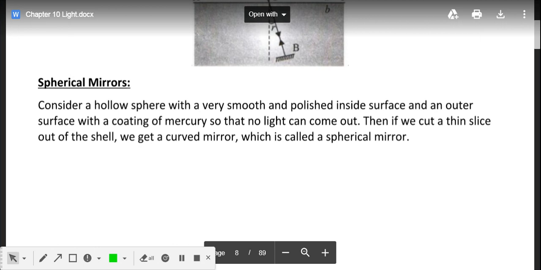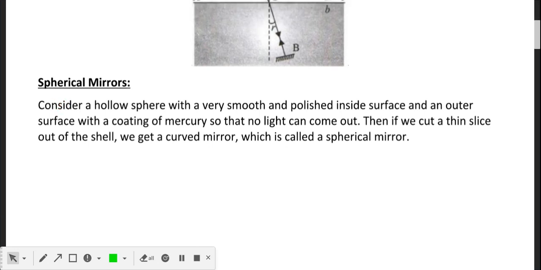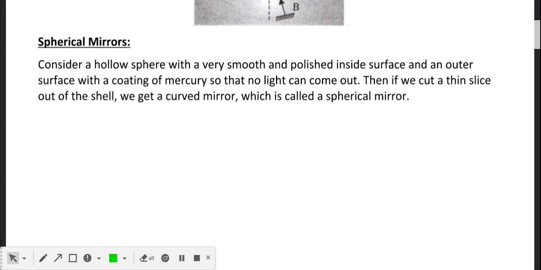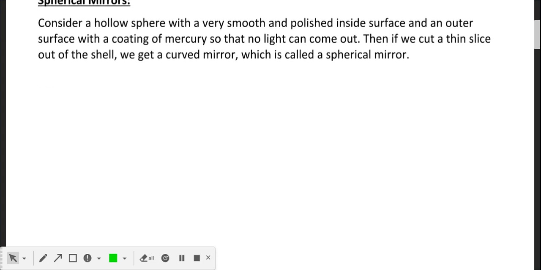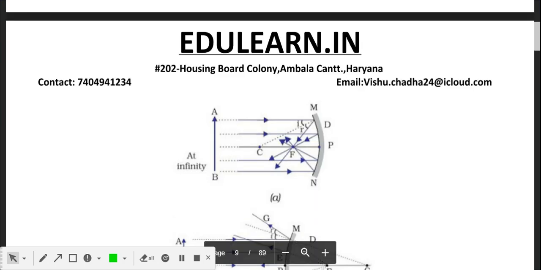Spherical mirrors. That's the most important topic. Most important. A hollow sphere with a smooth, polished inside surface and an outer surface with a coating of mercury so that no light can come out. Then if we cut it, we get a curved mirror which is known as a spherical mirror. Its definition is quite complicated. Let's make it an easy definition.